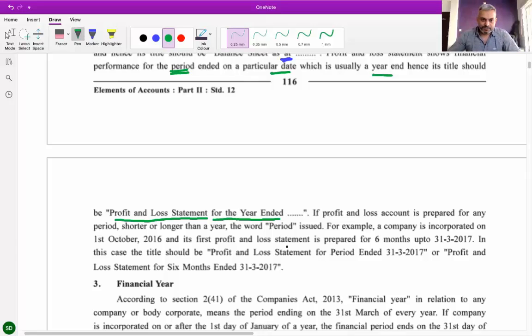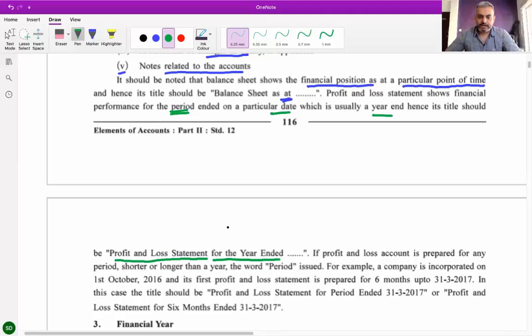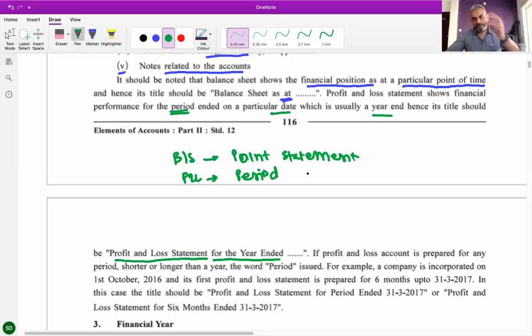Now, it is also said, just for your knowledge, that the balance sheet is a point statement because it is prepared at a particular point of time. I'll just write over here, balance sheet is a point statement. Whereas the profit and loss account is a period statement because profit is for a period: 1 year, 4 months, 5 months, 6 months, 15 days, whatever. So it is a period statement. Very important for you to understand the concept.